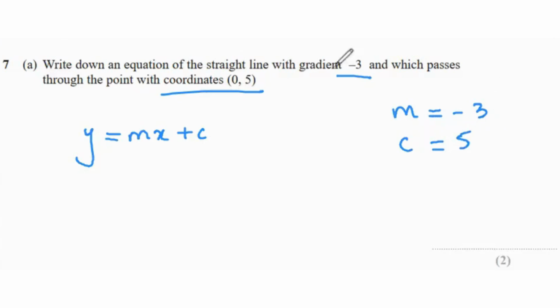Why is it 5? It's 5 because x is 0. So if x is 0 and y has a value greater or less than 0, it is the y-intercept. So y equals negative 3x plus 5, and that's your final answer.